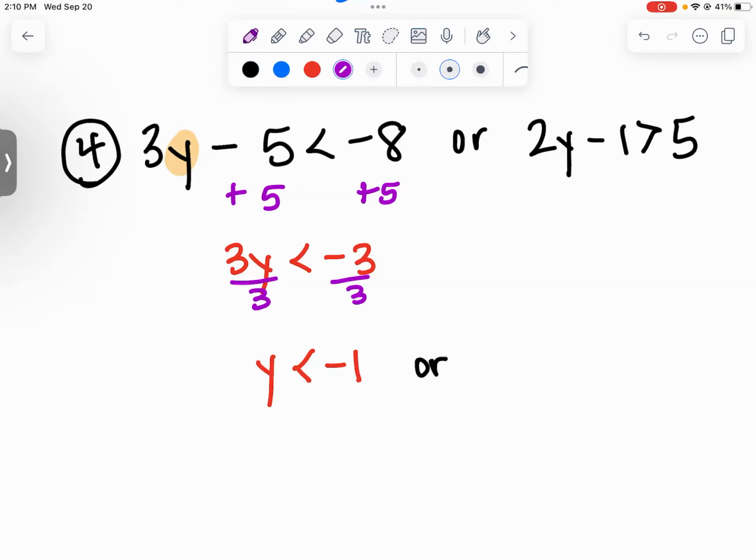Noah, what do we need to do first in this second one? So you add 1 to both sides, so now we have 2y is greater than 6. So then we're gonna divide by 2, and we get y is greater than 3.